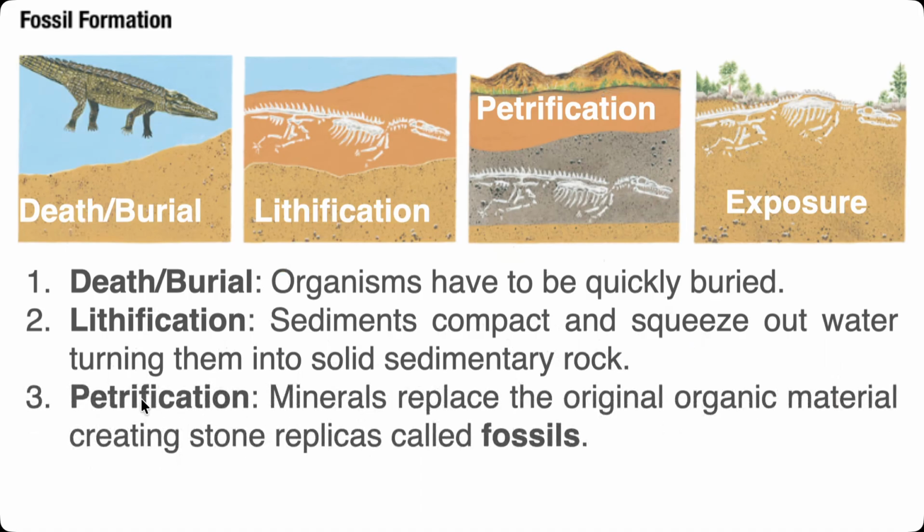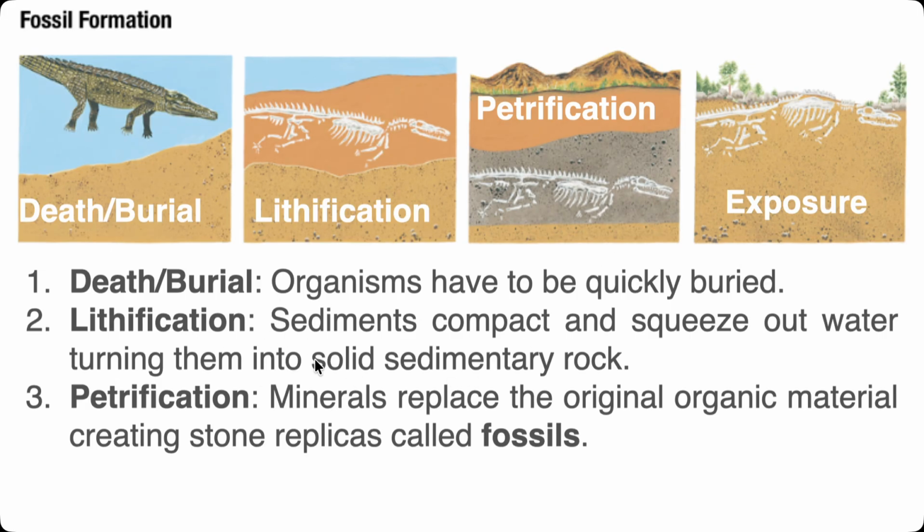Petrification. Now here's where the actual fossilization is occurring here. So minerals replace the original organic material. So there's no real organic material left once petrification is completed. And essentially what you end up making then is a stone or mineral replica of what was there before, and that is what a fossil is. And that's why fossils are so resilient to the elements, because they're no longer really made from living stuff.